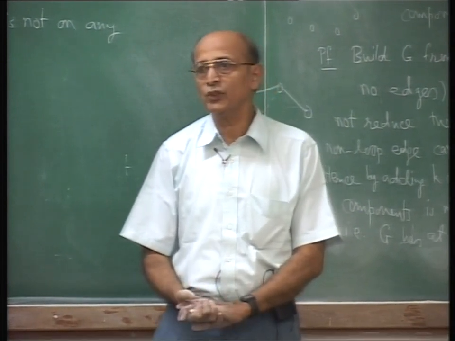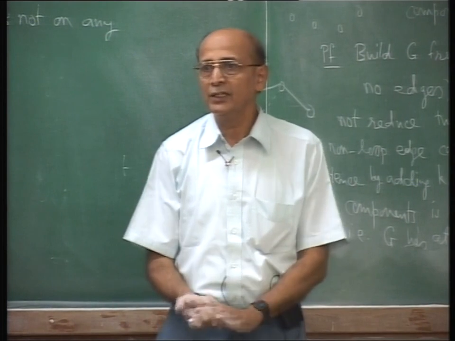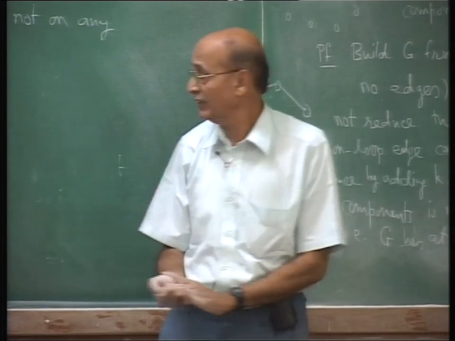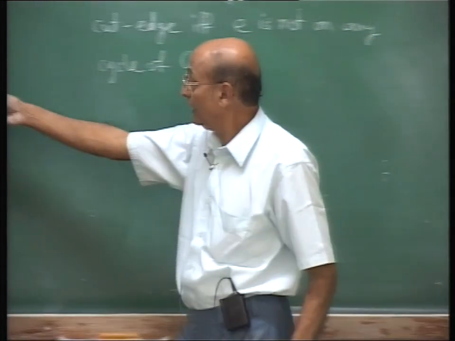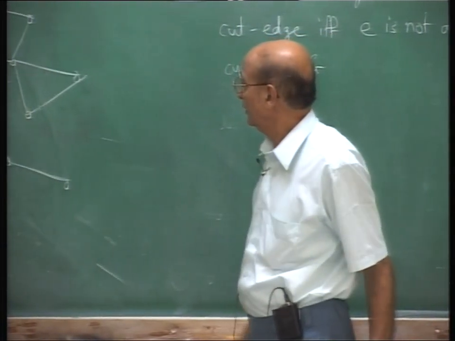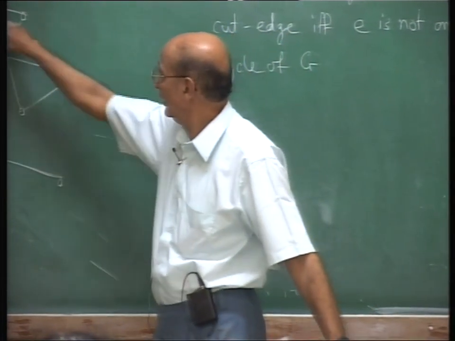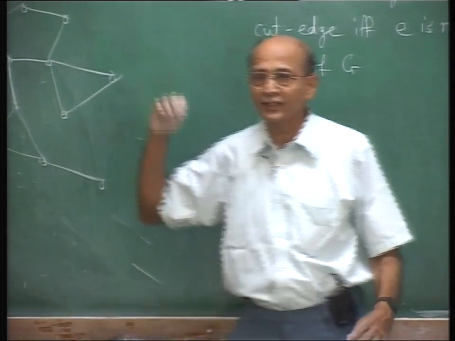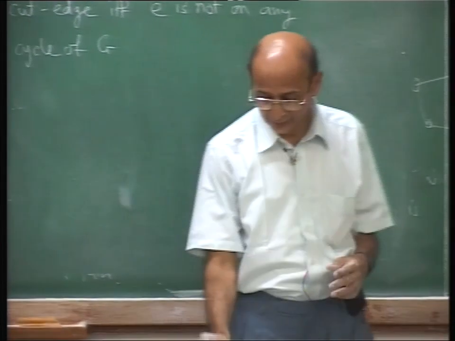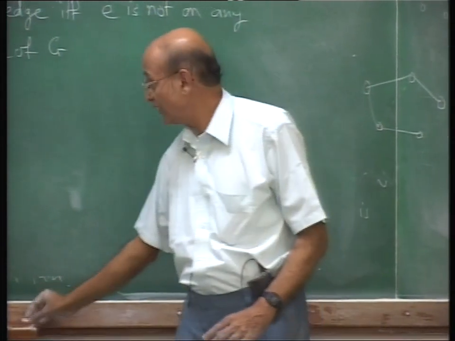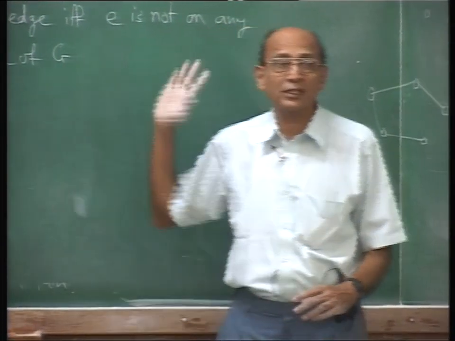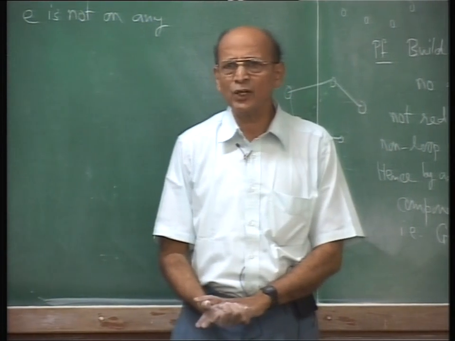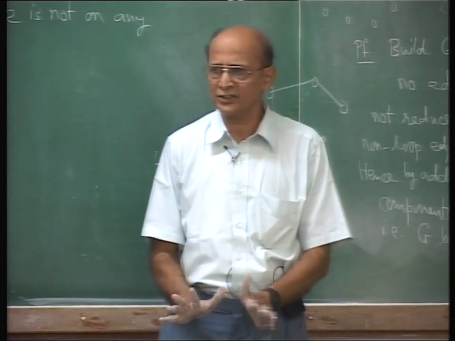Those edges which are in some cycle are to be called cyclic edges. So most of the edges here are cyclic edges. This edge is a cyclic edge, that edge is a cyclic edge, as opposed to non-cyclic edges. Some edges remaining are non-cyclic. What this theorem is saying is, it's exactly the non-cyclic edges which are cut edges.